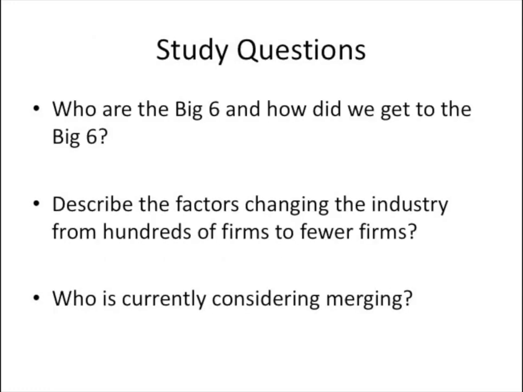So we'll talk more about those issues in our class and modules for the next several weeks. Here are some study questions from our first module. Who are the big six and how do we get to the big six? Describe the factors changing the industry from hundreds of firms to fewer firms. And finally, who is currently considering merger?